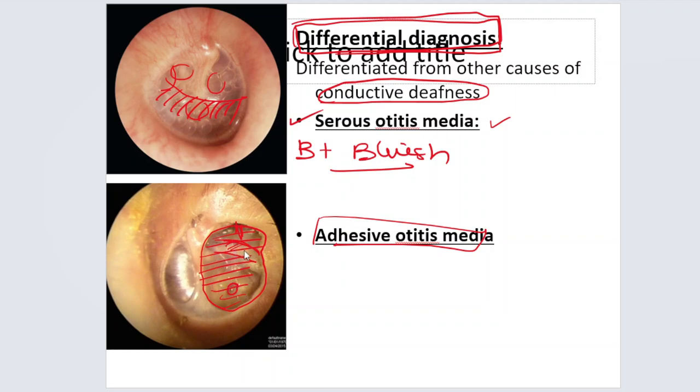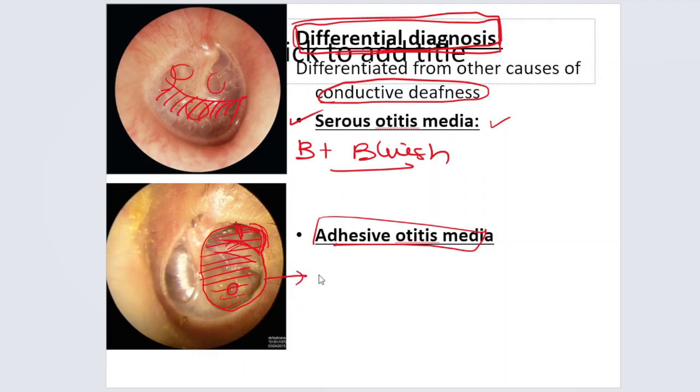It is basically plastered to the promontory. This is almost like grade 4 retraction. And also in the posterior superior quadrant, the disease is eating the bone. It is starting to become attico-antral disease also sometimes. In this case, you can easily look at it and say that it is not a case of otosclerosis.